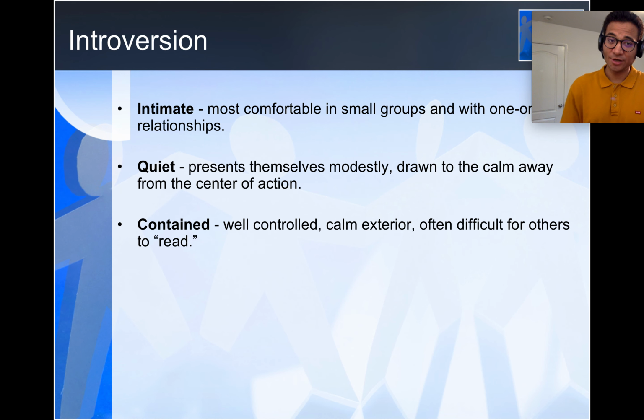Okay, here are some salient traits of an introvert. They're intimate, so most comfortable in small groups and with one-on-one relationships. So think about your group of friends when you're hanging out. Are you hanging out with a big group, or is it maybe like 3 or 4? What do you prefer? Those large groups or those intimate groups?